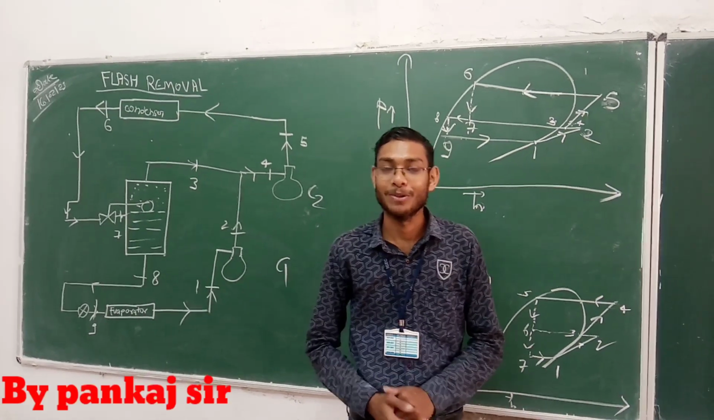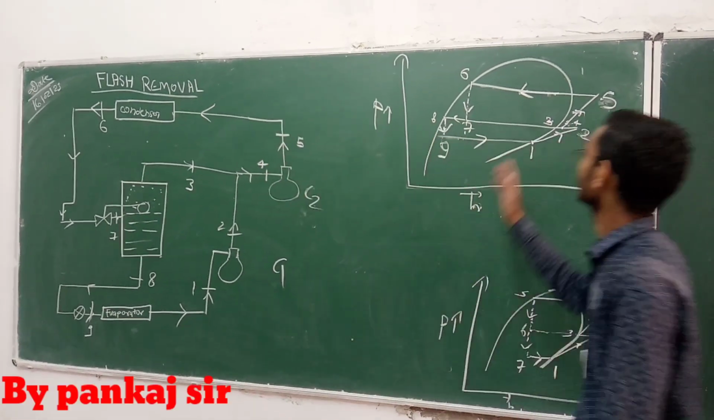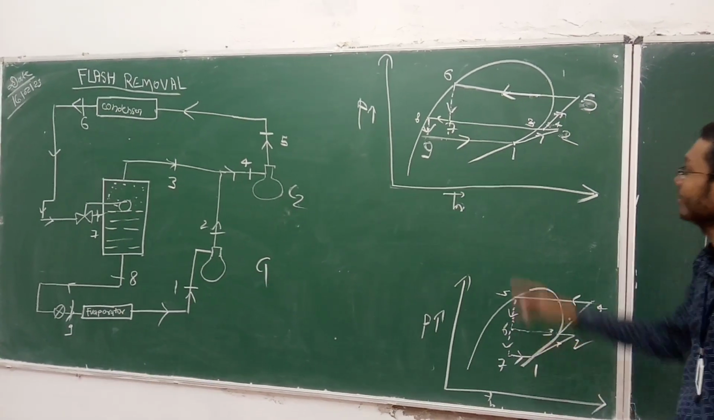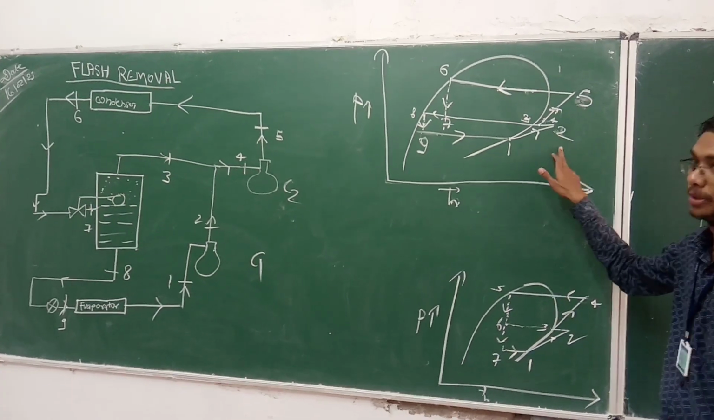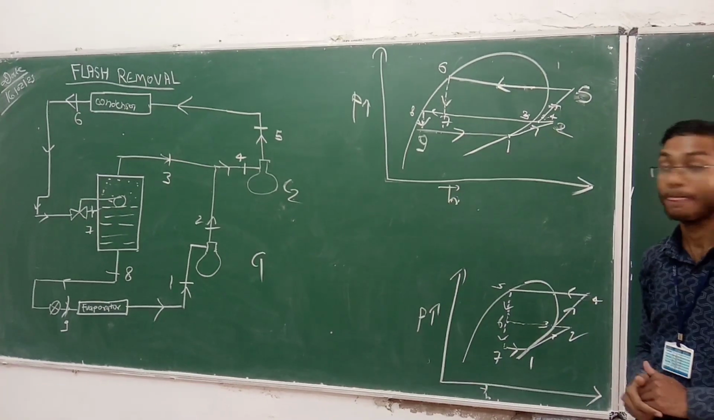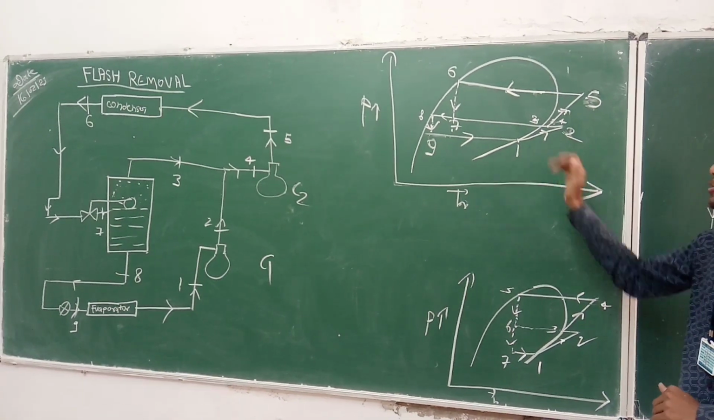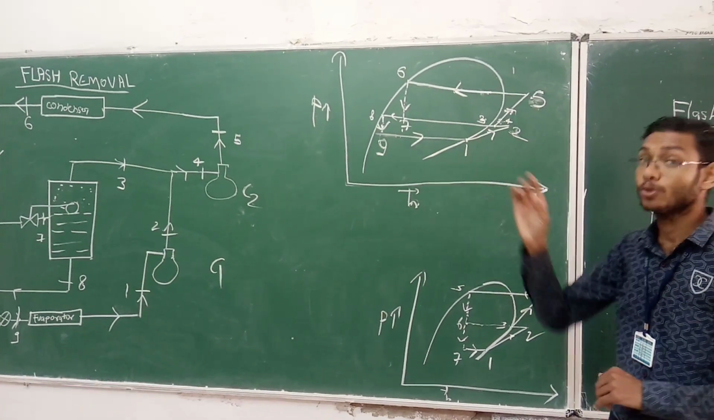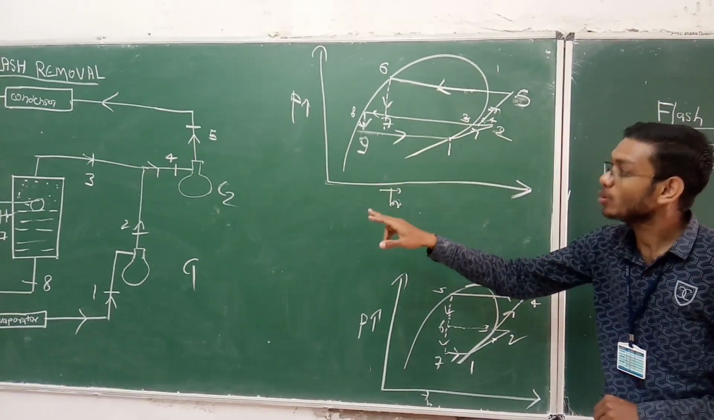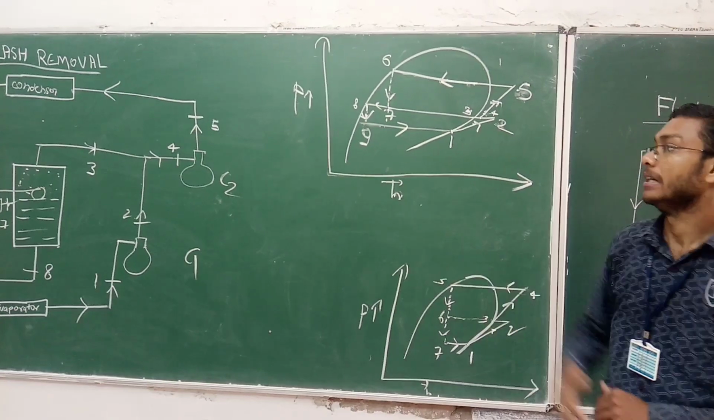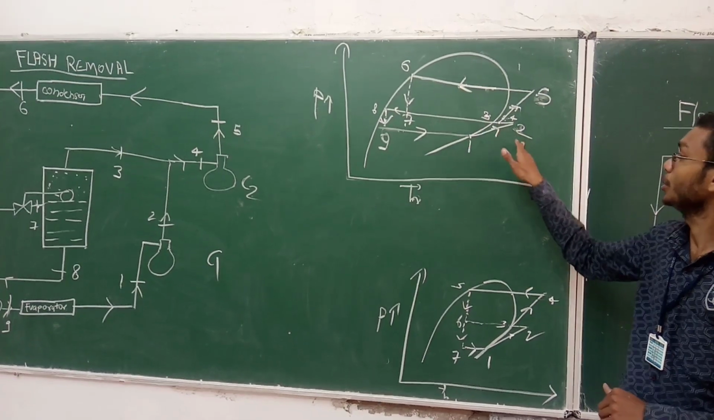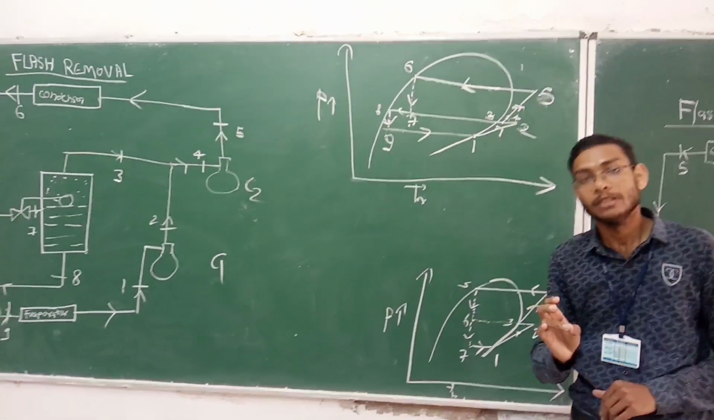We get to learn about the pH diagram of the flash removal process. As we can see in the diagram, with the help of this pH curve we get to know that from 1 to 2 there is an isentropic compression process with the help of the C1 compressor, and after that we see that superheated vapor is going to be mixed with saturated vapor which is coming from the heat removal chamber. Here from 3 to 2 there are superheated and saturated vapor.